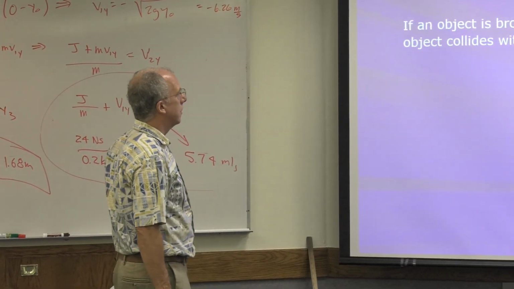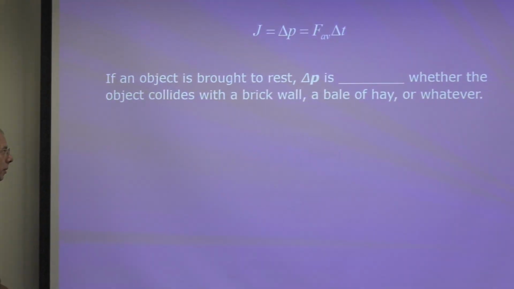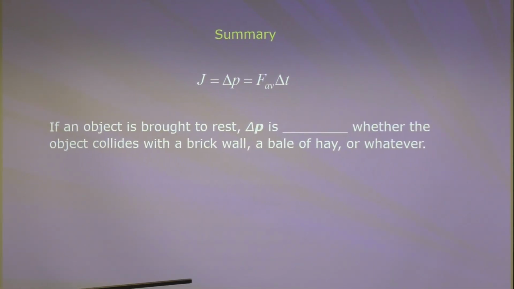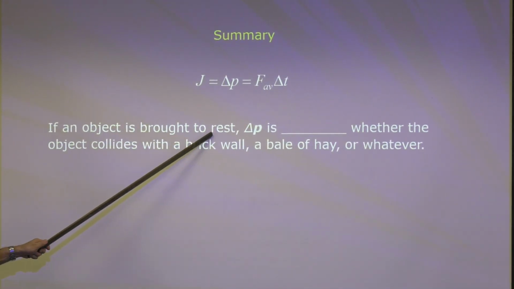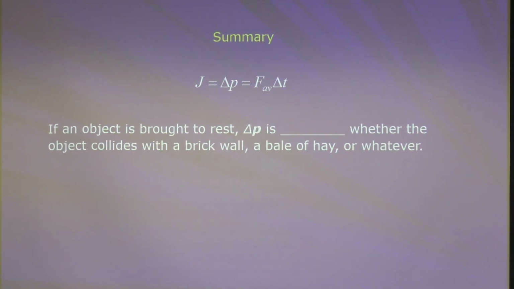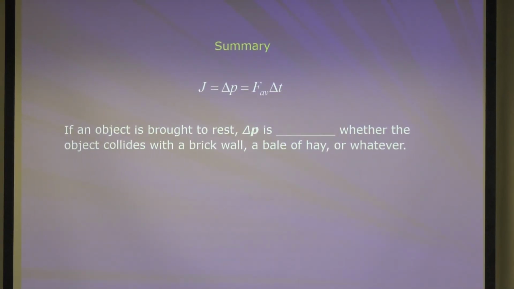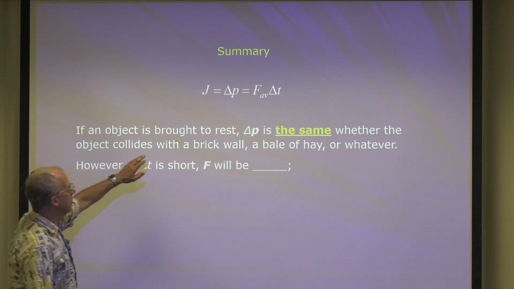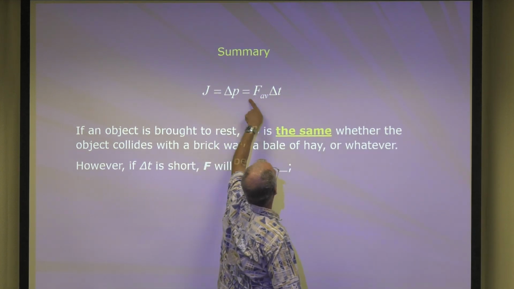All right, let's summarize this. Here again is the impulse momentum theorem. Impulse equals the change in momentum, which equals F average delta t. If an object is brought to rest, delta p is the same whether the object collides with a brick wall, a bale of hay, or whatever. Because the final velocity is 0, and we're assuming that the initial velocity is pretty much 0. So delta p is the same, and that means this is the same.